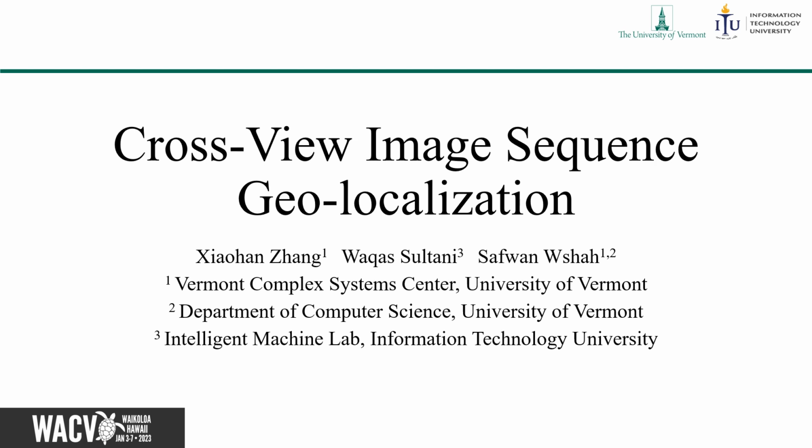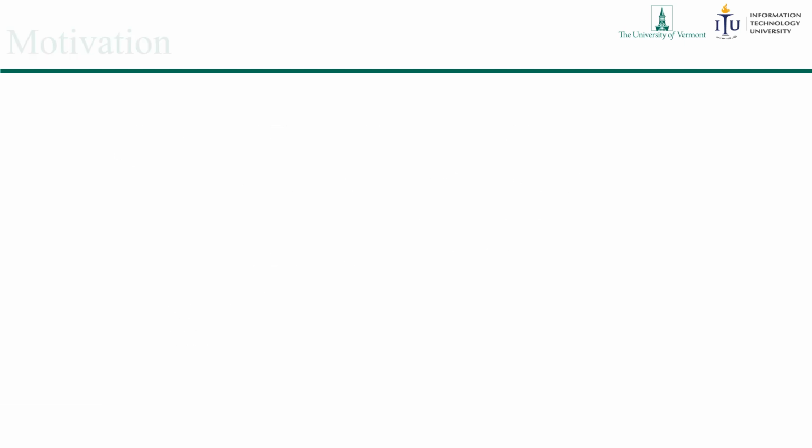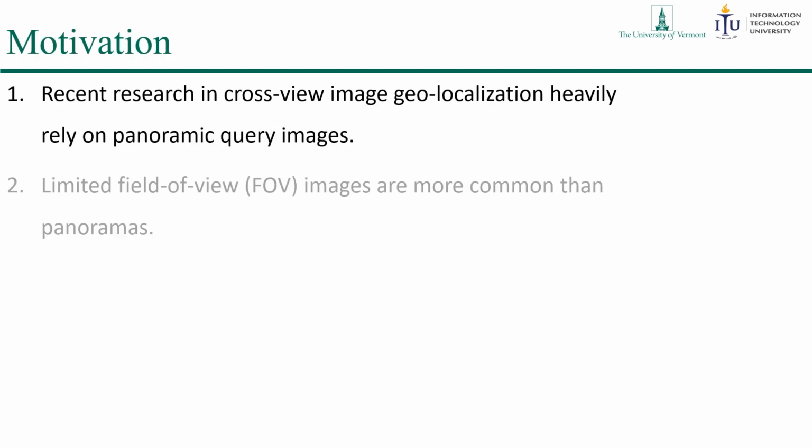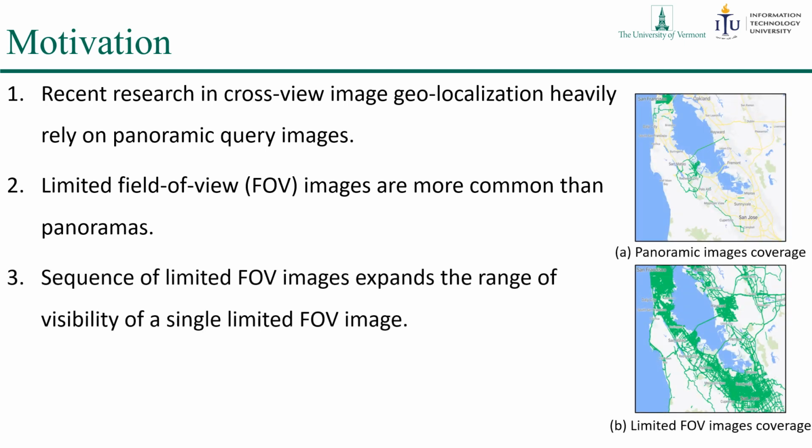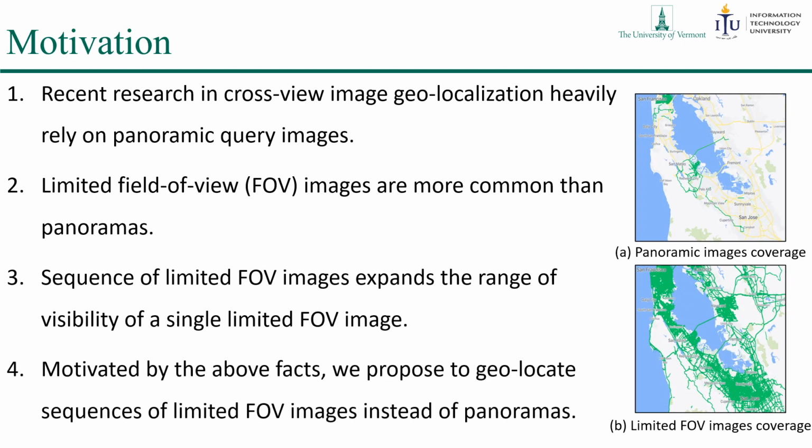Today I'm going to present our paper, Cross-View Image Sequence Geolocalization. Most existing cross-view geolocalization methods rely on panoramic street-view images. However, limited field of view images, also known as limited FOV images, are more common. As shown on the right side, we present the coverage area of user-uploaded panoramas and limited FOV images on the Mapillary platform in the Bay Area.